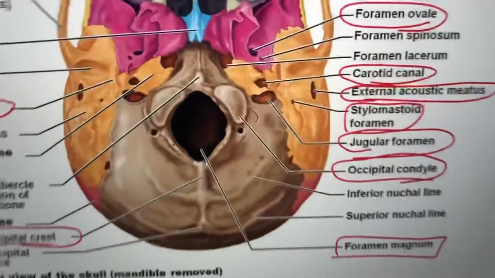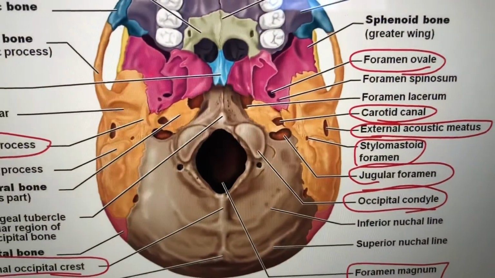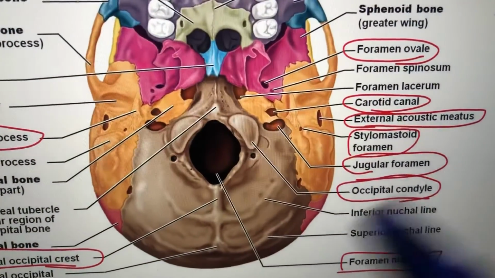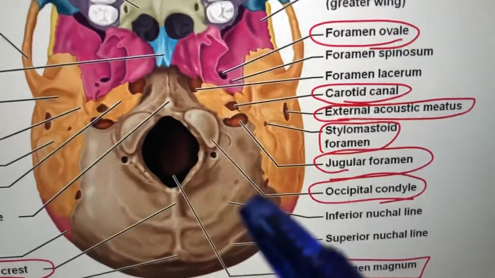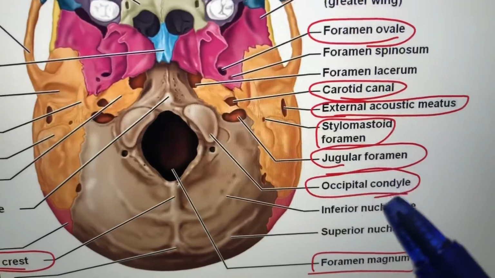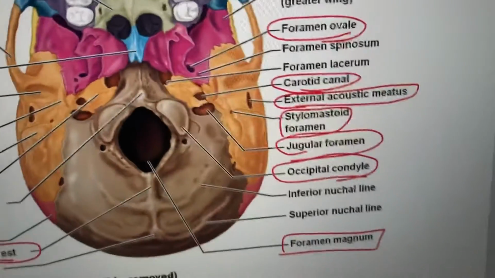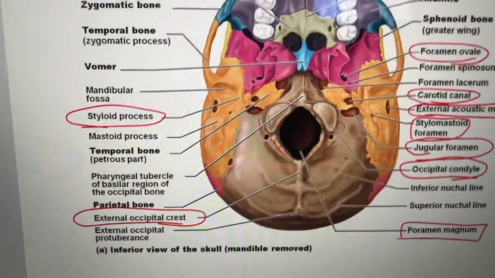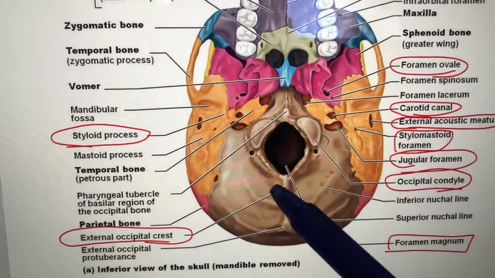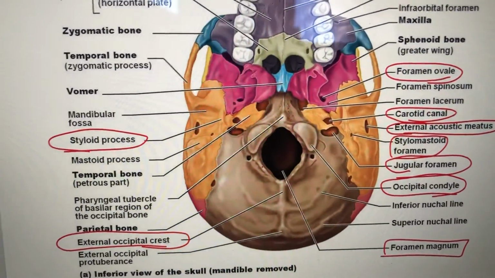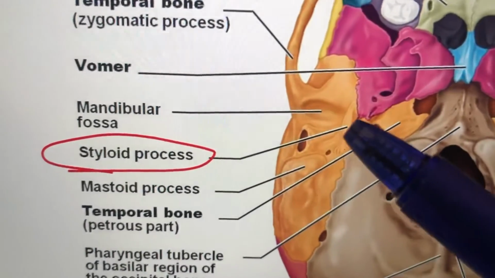And then you have the foramen magnum, which is the large opening of the skull, which the spinal cord passes through. So just around that, you have the occipital condyle on either side here. Here's the external occipital crest on the occipital bone. And then this is just showing the styloid process I talked about earlier.